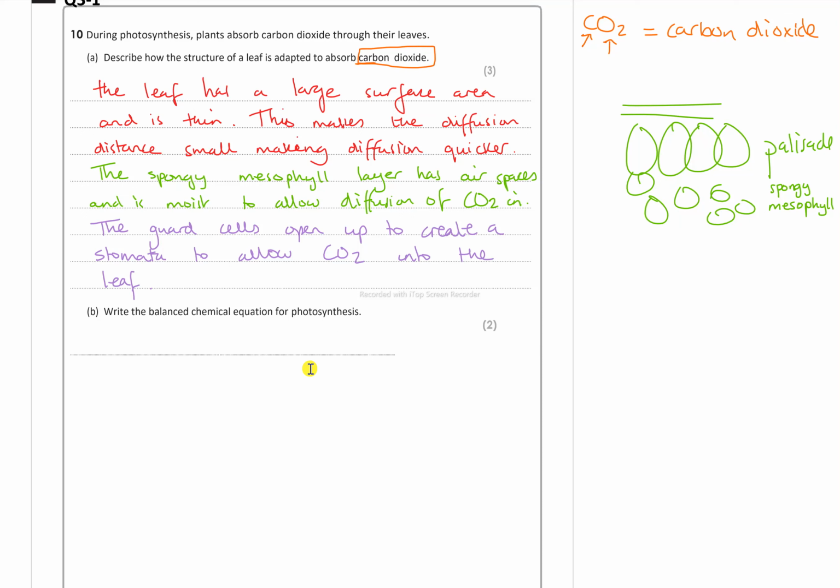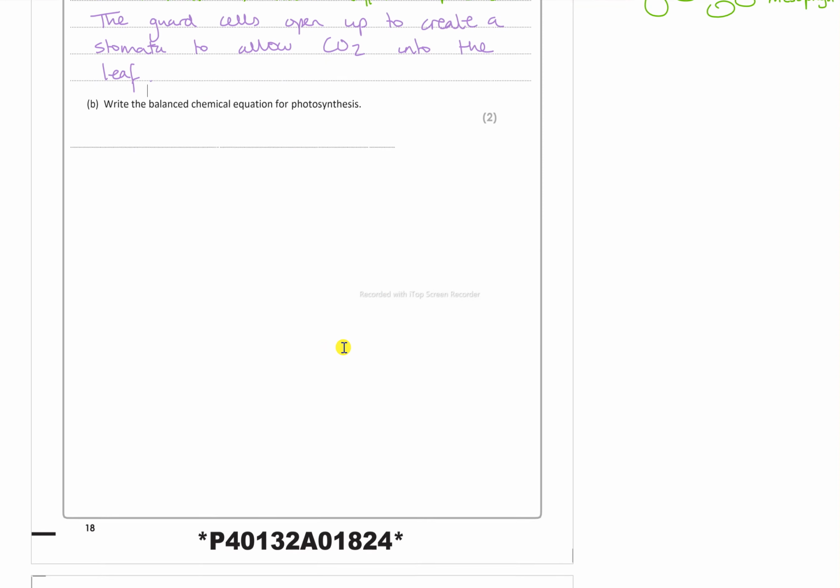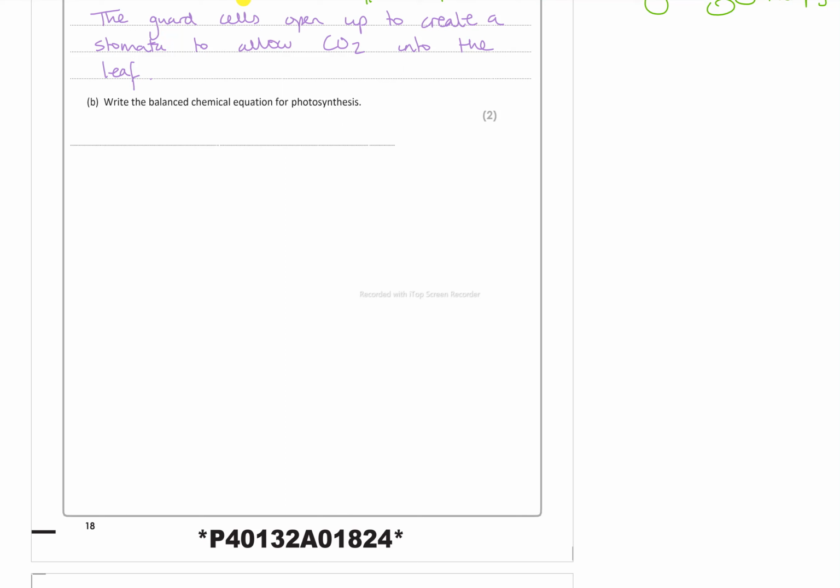Write a balanced equation for photosynthesis. Right, okay, what did we say about this? Can you remember? Let me write the word equation. Carbon dioxide plus water gives glucose and oxygen. So this is the word equation, but they want the chemical equation.